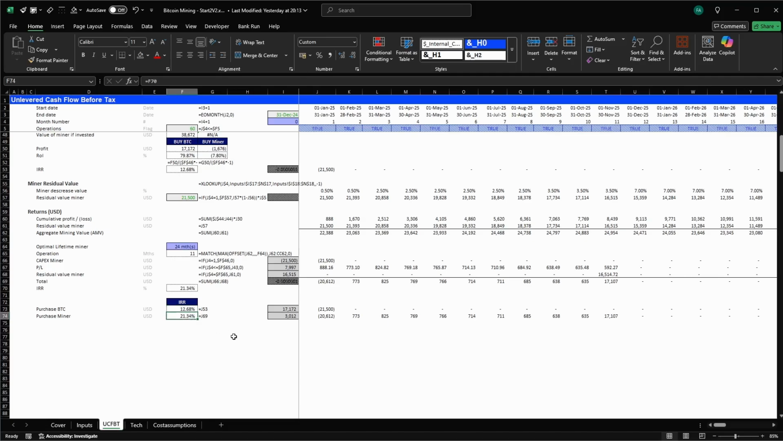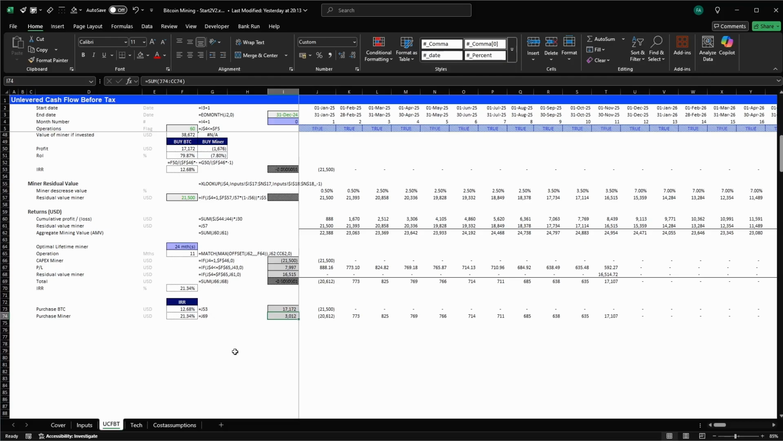We have a 21.3% IRR on the purchase of the miner against 12.68%. So clearly, from an IRR perspective, it's much better to purchase the miner. But when you look at the cash flow, you clearly see that the cash flow for purchasing the BTC and holding it is greater, by almost a factor of 6. You would have much more money if you were to hold on to the Bitcoin.